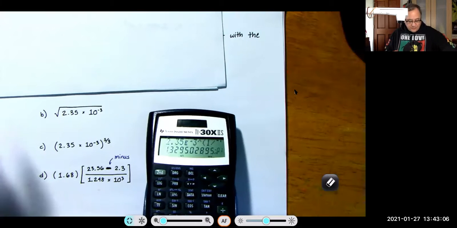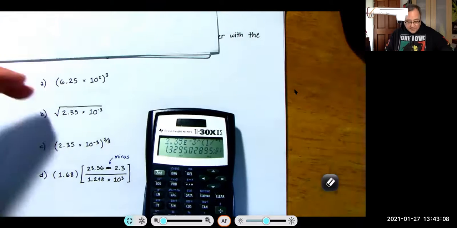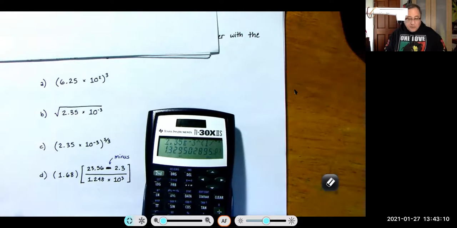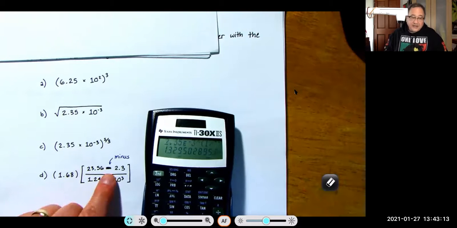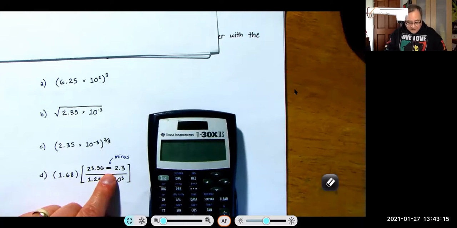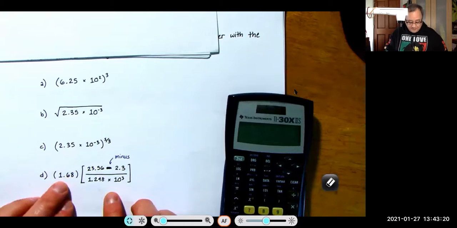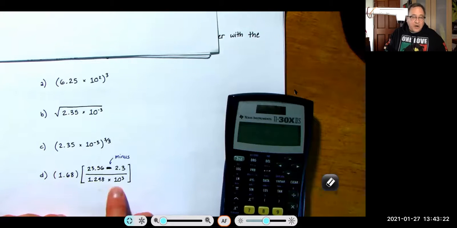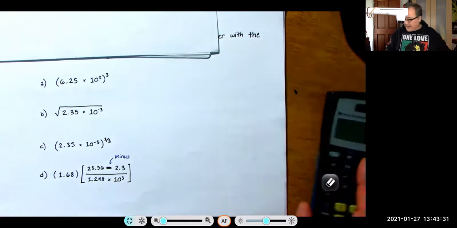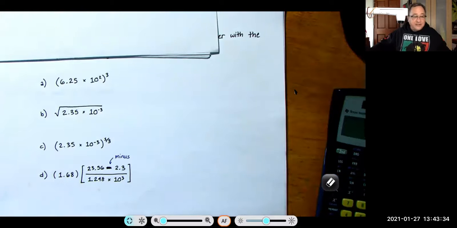So all of these problems so far have just been multiplication and division. This problem has subtraction in it, plus it has multiplication and division. So I want you to give this one a try. See if you can get the answer, and then also determine how many significant figures it can have using those rules that I gave you for how many sig figs you get. When you're done, just let me know.